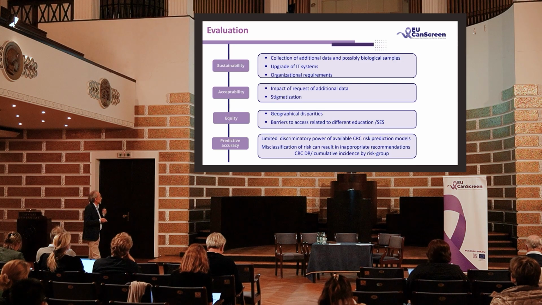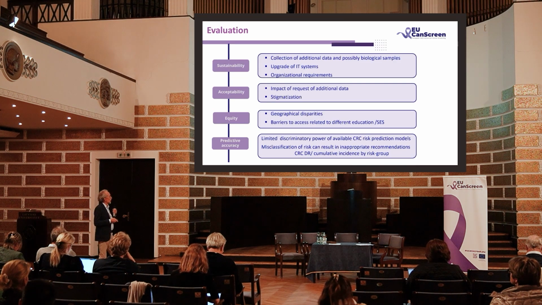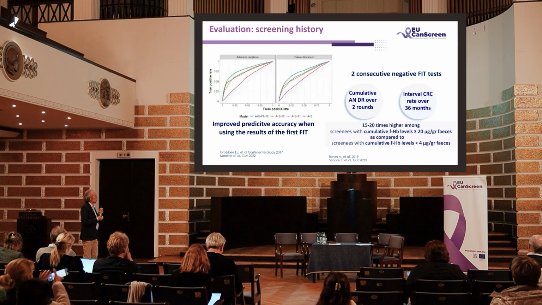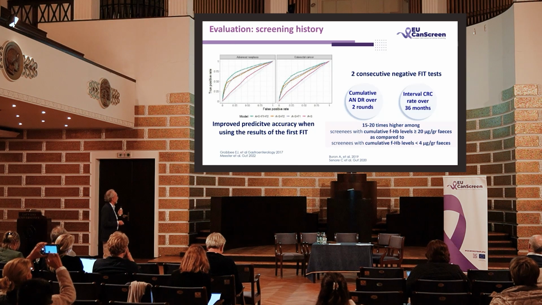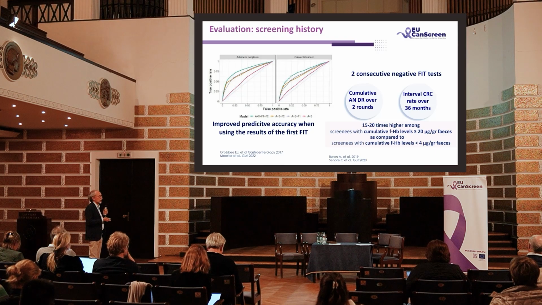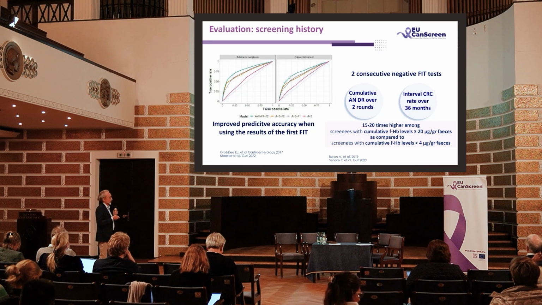And the predictive accuracy: the classification of risk, given the low discriminatory power of the risk prediction model, might result in an improper recommendation. So we should monitor the risk both in the high-risk group and the low-risk group based on the model prediction. We have also the possibility to use screening history. We have data from modeling from the Netherlands showing that the predictive accuracy is improved when using the result of the first FIT in addition to age and sex.